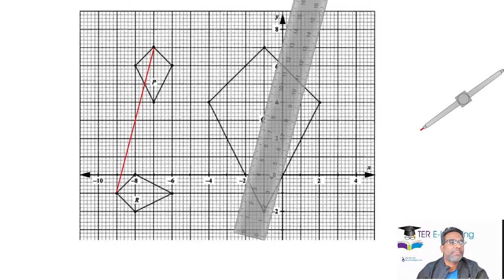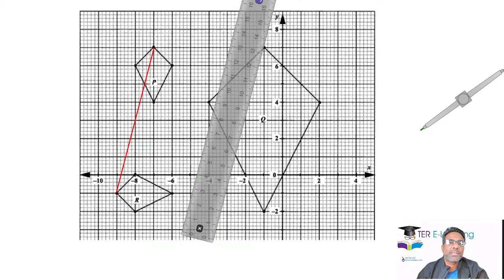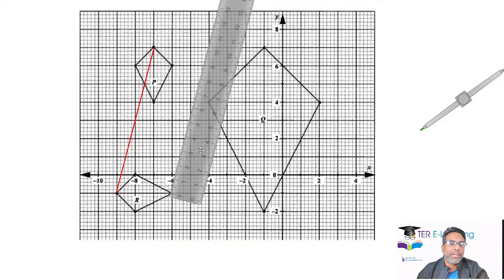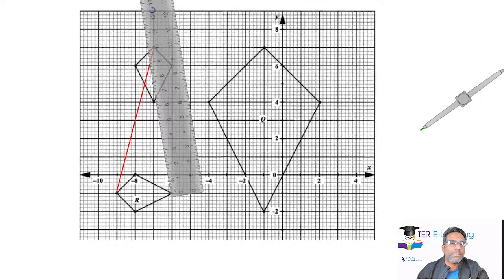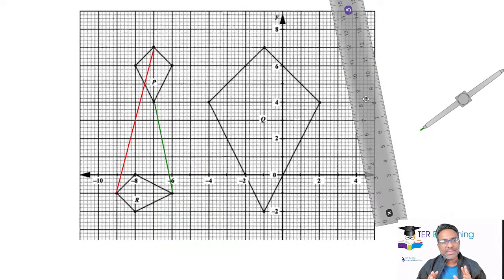So let's go with maybe green this time. And I'm going to join, let me shorten this a little bit. So essentially what I've done, I've joined corresponding points on my object and my image, right? Now, the purpose for doing this is to try to locate where is the center of rotation, right? To do this, I'm going to use my compass. So in the exam, this is what you would have had to use, right?